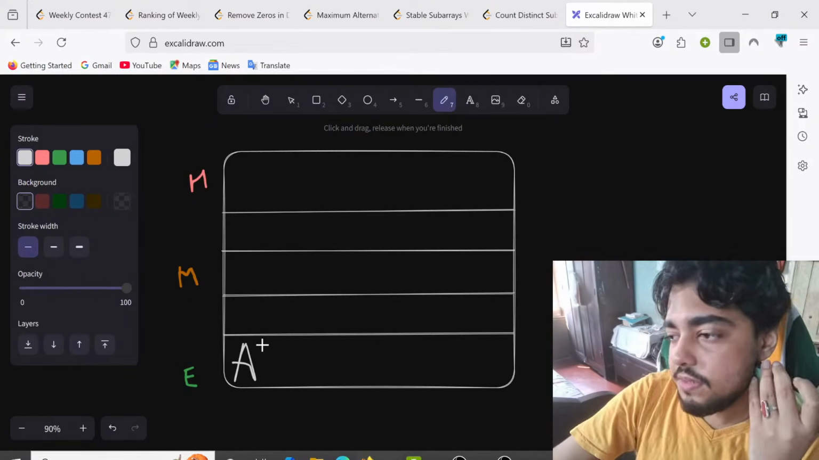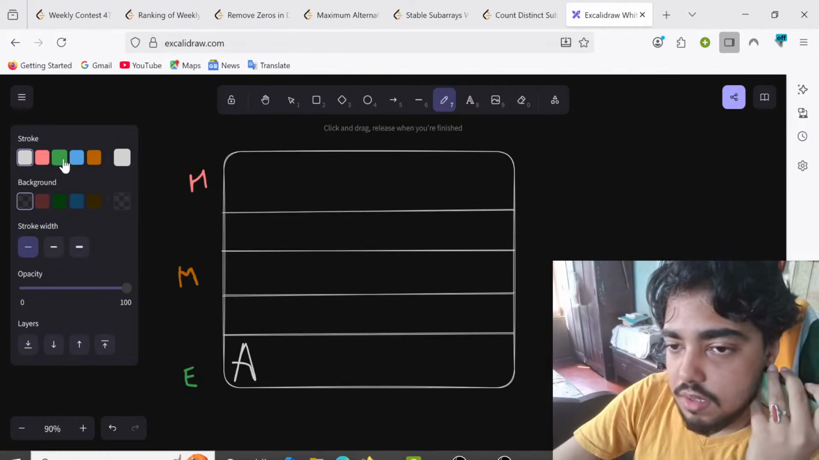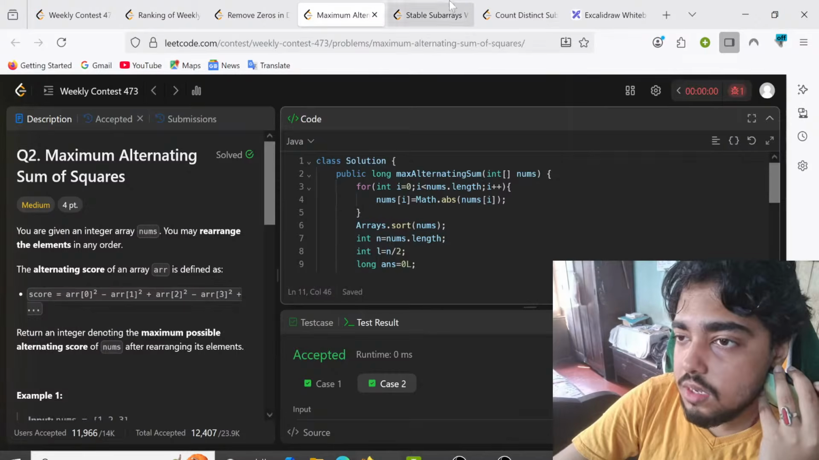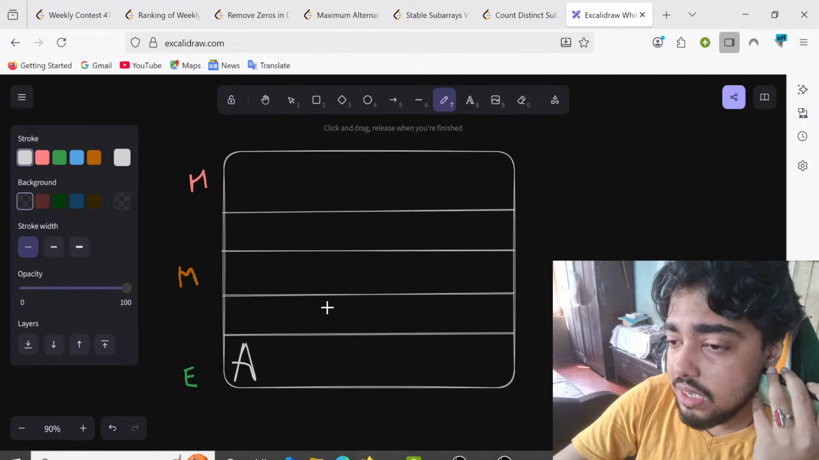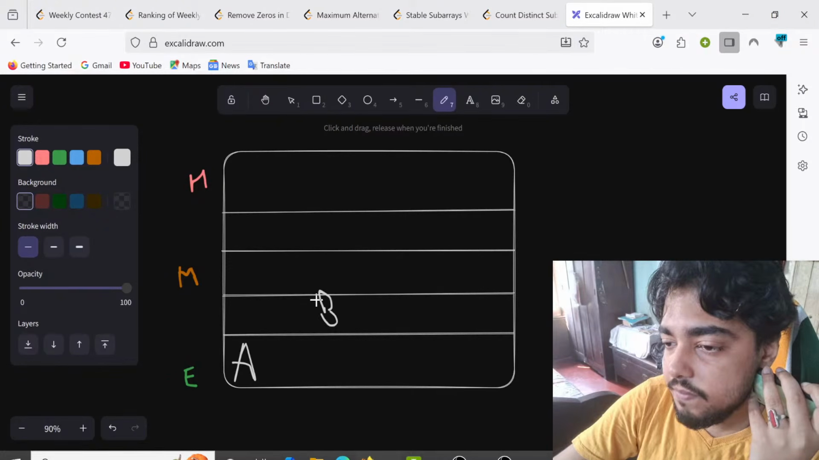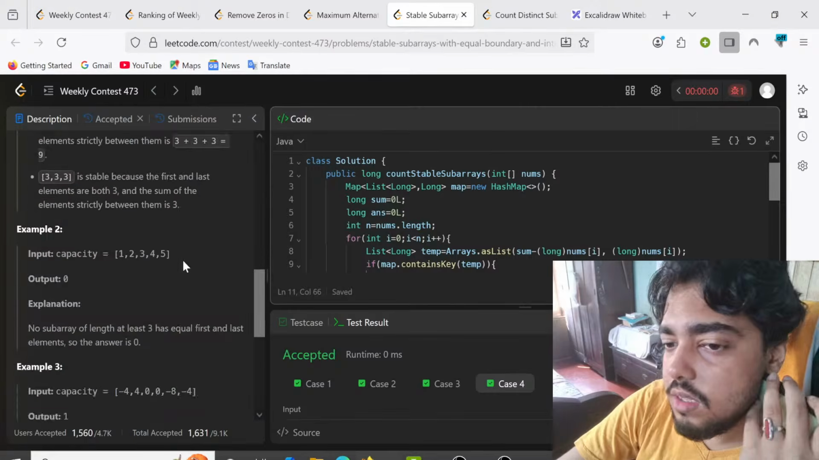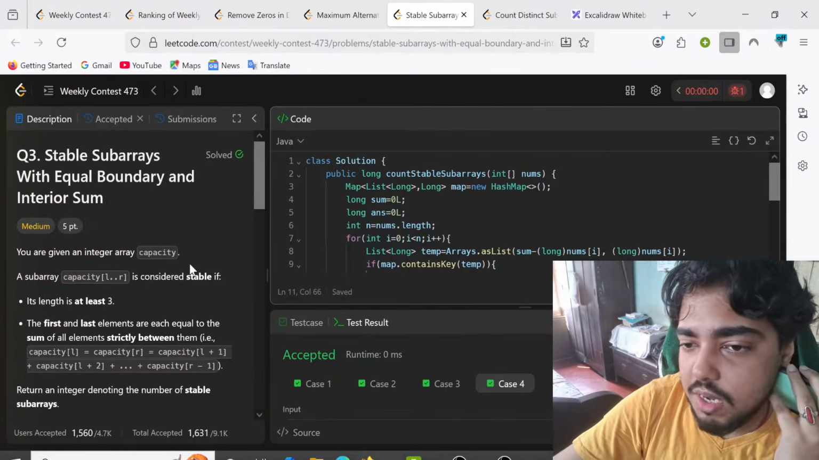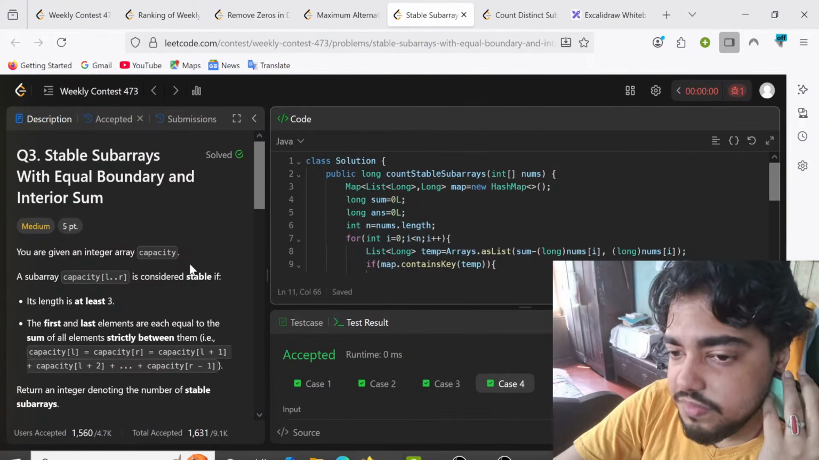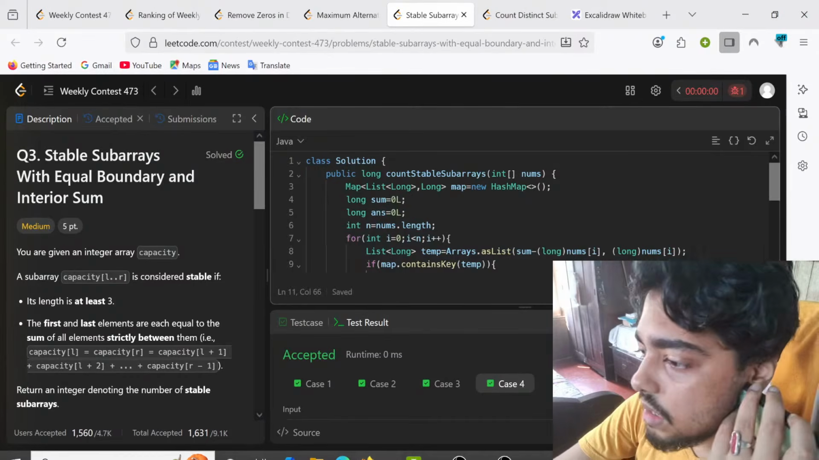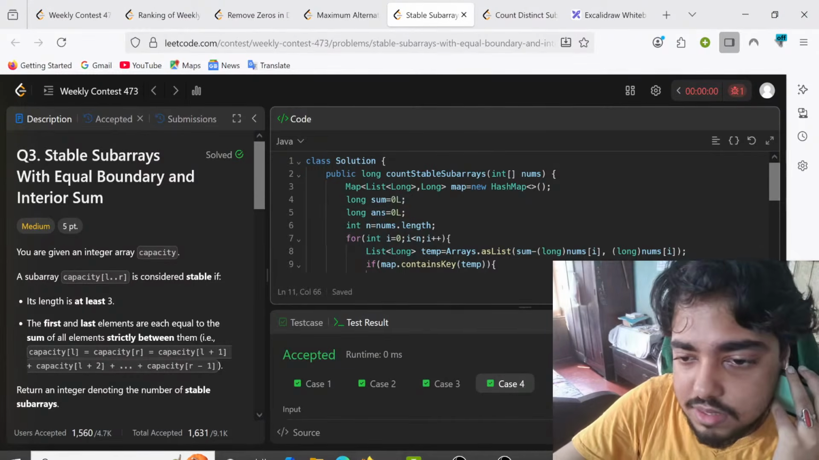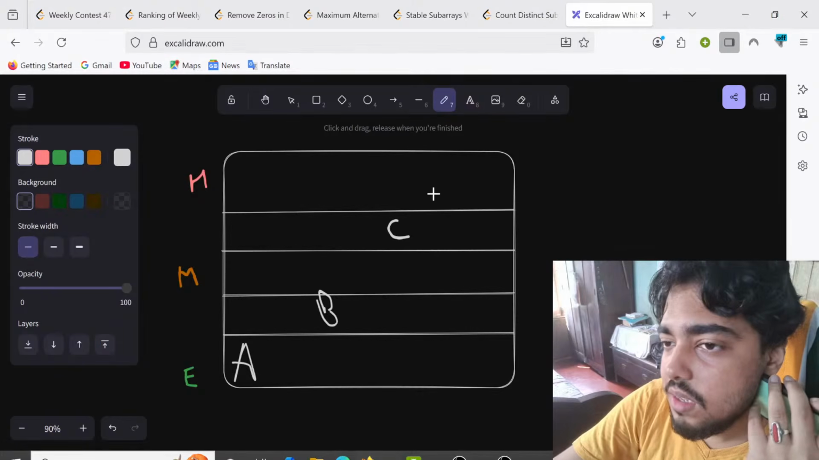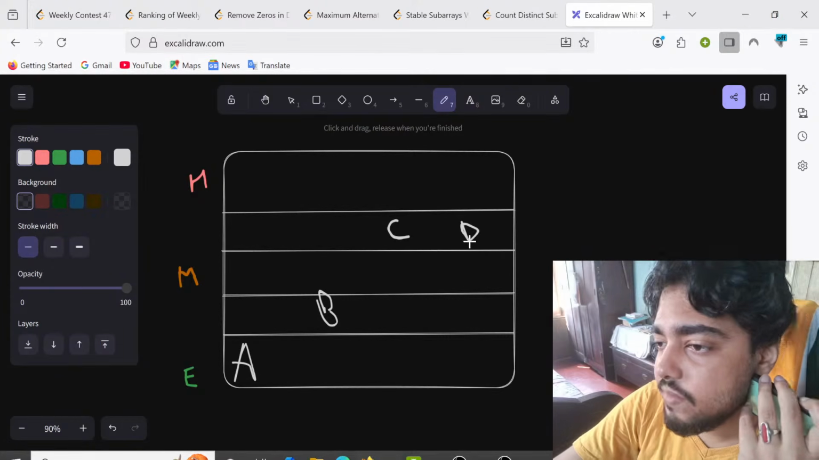The first one was easy. The second one, I think, was on the easier side of medium. Third was stable subarrays with equal boundary and integer sum. It's considered stable if its length is 17. So this is a little bit on the harder side. And D was also on the harder side. Not hard, I feel.